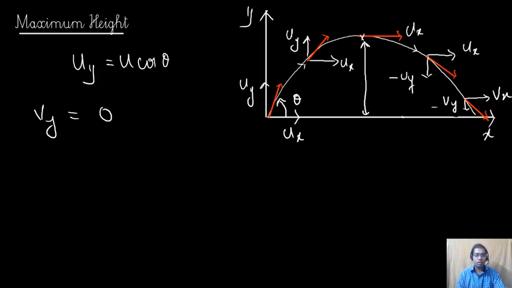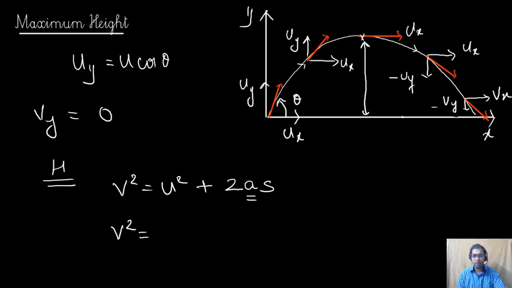Now, maximum height I can write as h. We can solve this using the third equation of motion, which is v square is equal to u square plus 2as. Here v is the final velocity and u is the initial velocity. Since the motion is along the y-axis, the acceleration is replaced by acceleration due to gravity. So we have v square is equal to u square minus 2gs, with a negative sign because it is moving upwards, against the pull of gravity.